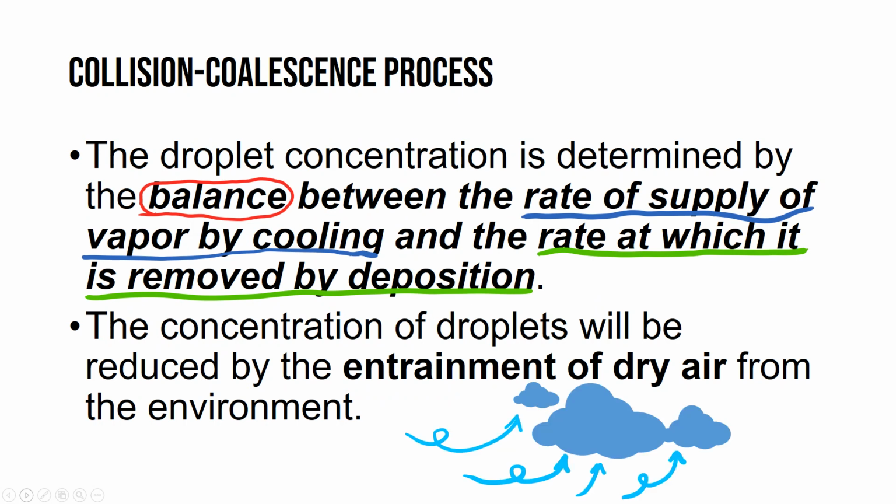Also, the concentration of droplets will be reduced by the entrainment of dry air from the environment. What do we call entrainment of dry air? This just means the mixing of environmental air into an air current or cloud. So dry air mixing with moist air, what does it do? It actually causes the air to get colder. And when it becomes colder, it becomes heavier. So this causes downdrafts, or winds going down, as compared to updrafts.